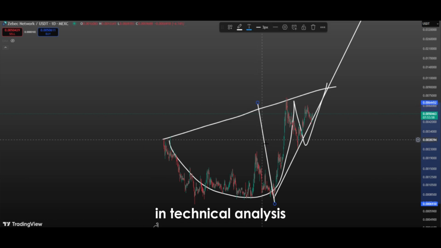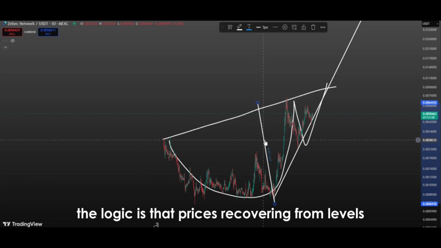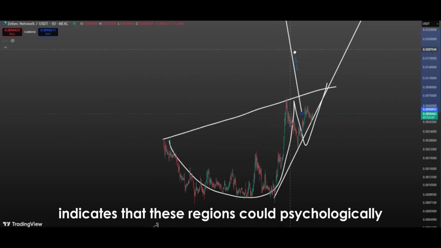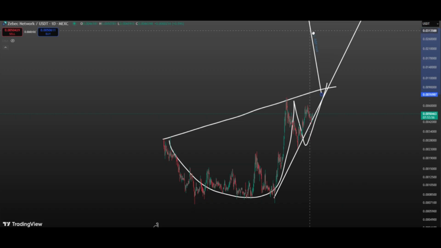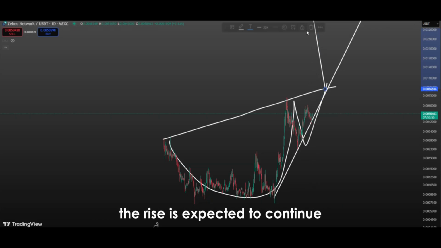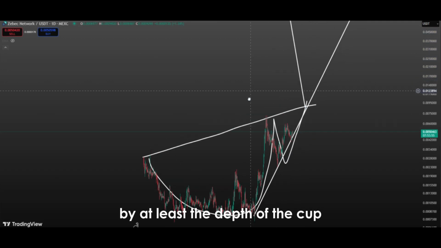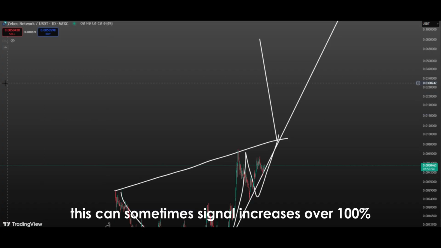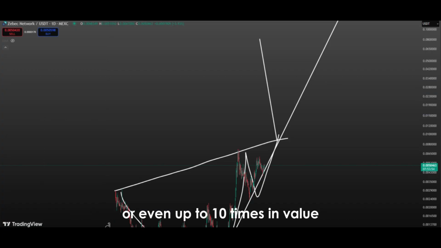In technical analysis, the logic is that prices recovering from levels where they previously fell indicates that these regions could psychologically act as future target points. If the handle completes and the price breaks the resistance line, the rise is expected to continue by at least the depth of the cup. This can sometimes signal increases over 100% or even up to 10 times in value.